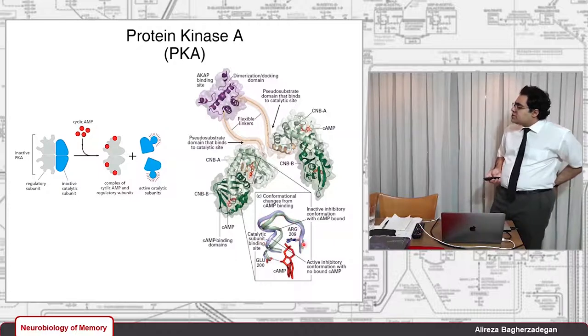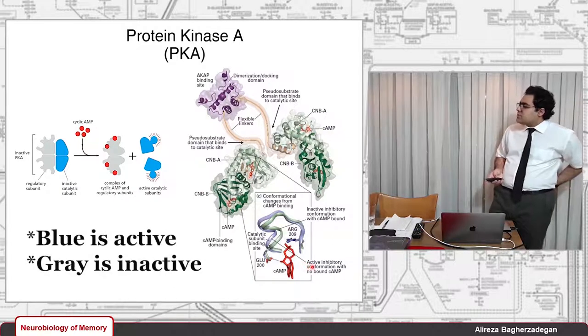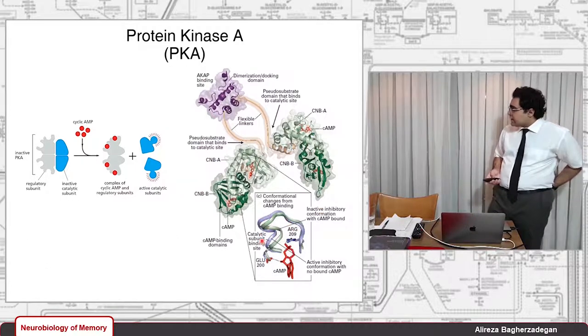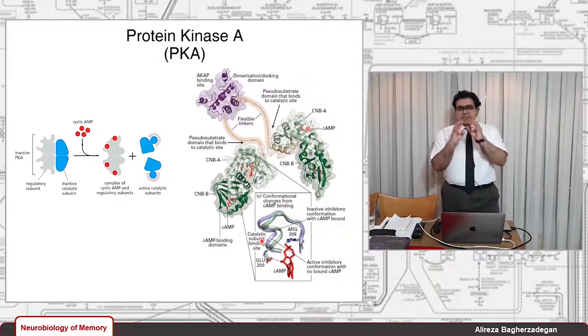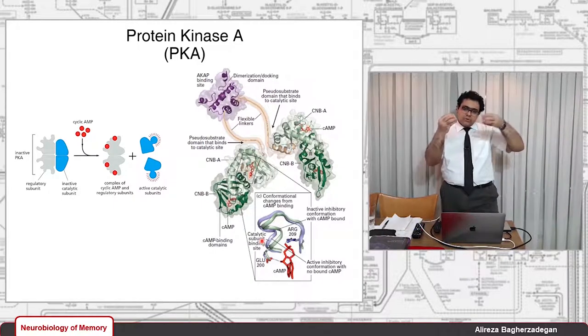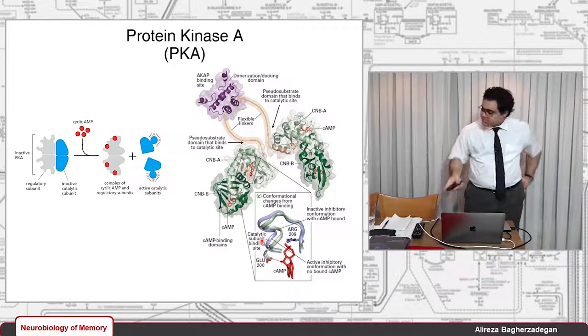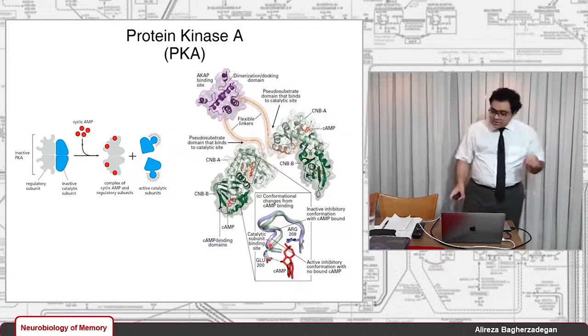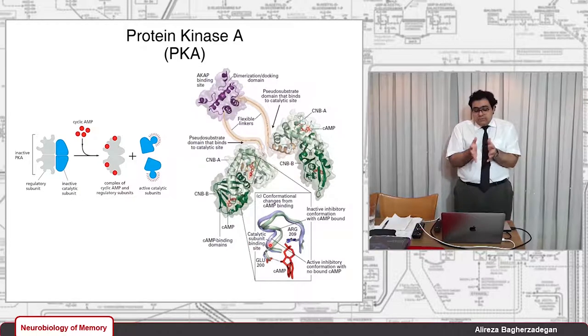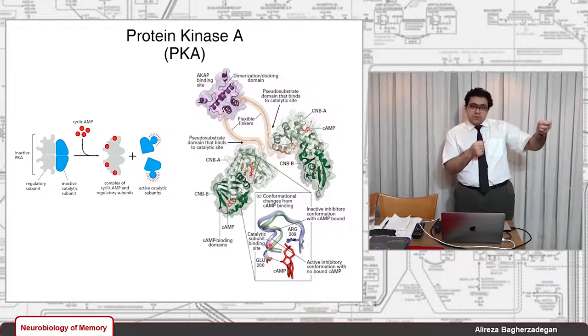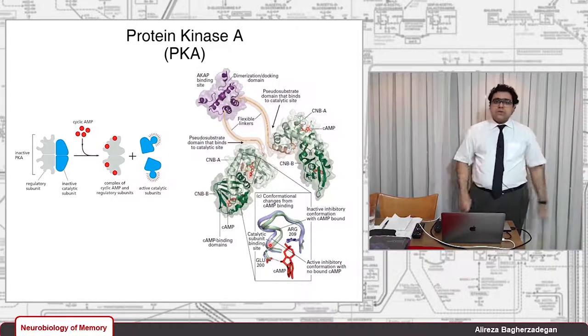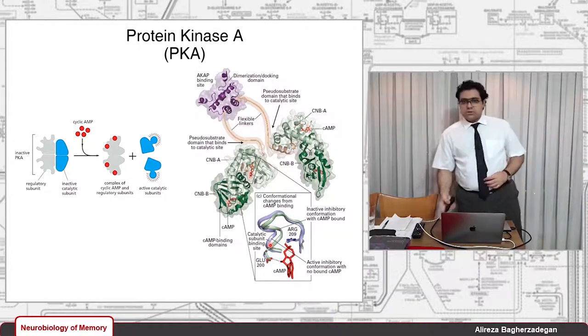Okay, so this gray region is the active inhibitory conformation, but this blue region is the inactive inhibitory conformation when cAMP is bound. So basically, cAMP forms two bonds with glutamic acid and arginine, two amino acid residues, and these two bonds cause a conformational change in this part. And as a result of this conformational change, the regulatory subunit can no longer bind to the catalytic subunit. Okay, so the catalytic subunit is released and activated, and it can go on and activate other enzymes or other proteins and effector molecules.